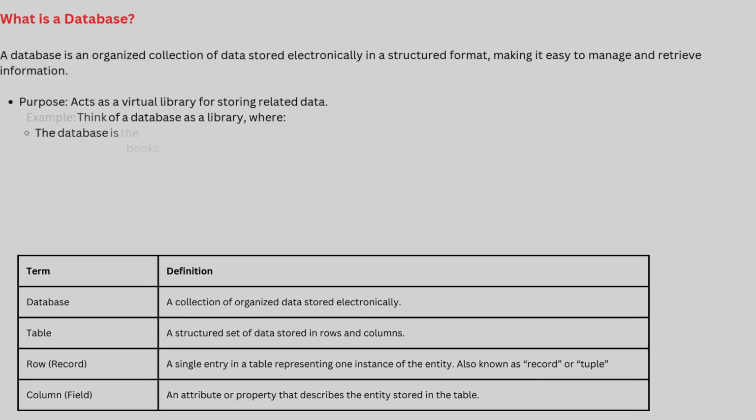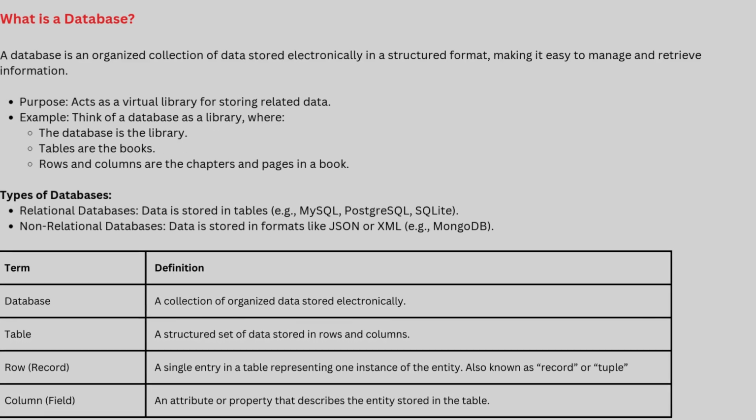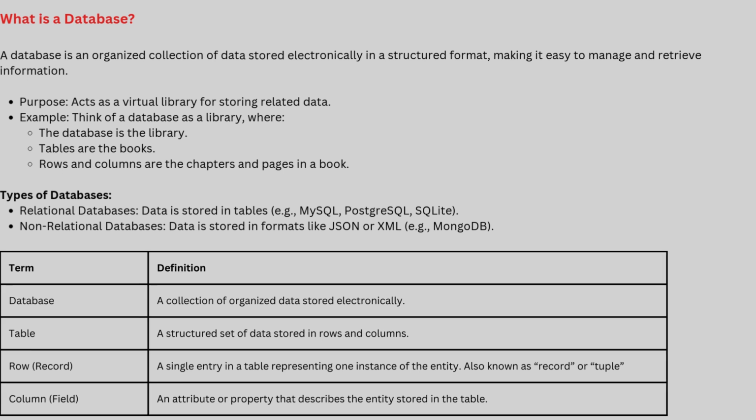What is a database? A database is an organized collection of data stored electronically in a structured format, making it easy to manage and retrieve information. Purpose: acts as a virtual library for storing related data. Example, think of a database as a library where the database is the library. Tables are the books. Rows and columns are the chapters and pages in a book.